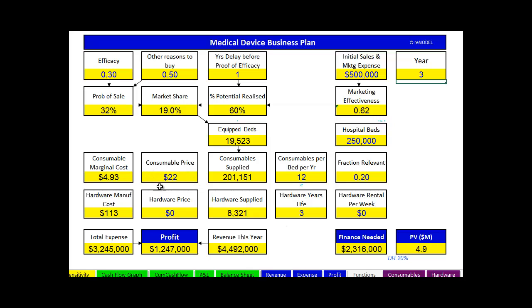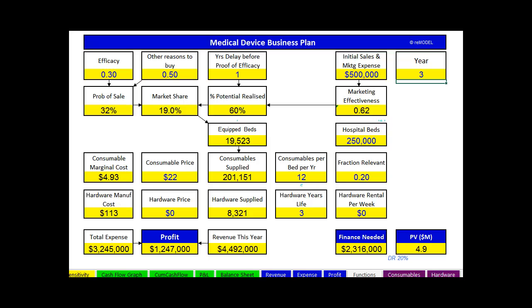This is where we set the consumable price to be where we make the money. We give away the hardware and we're not renting the hardware. As you can see here, we've got calculations of what the consumables would actually cost us, so you can see what the margin is there, and what the hardware costs us, so you can see what we're giving away there.